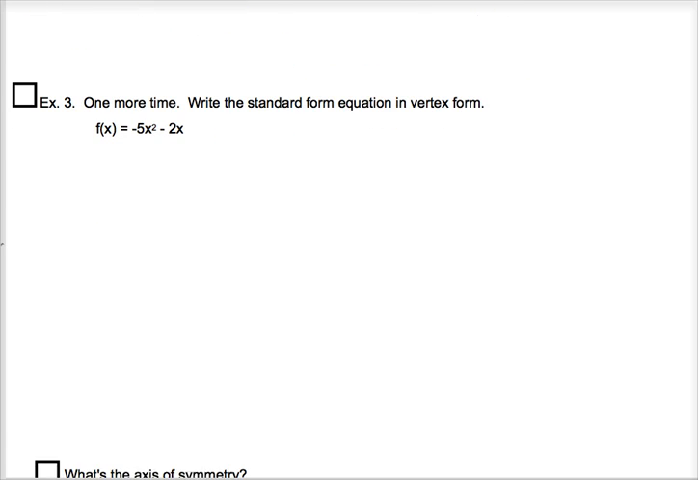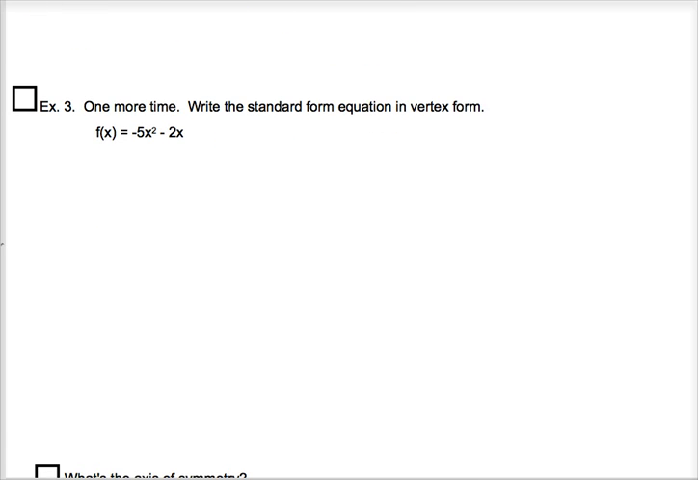Here's another one for practice. You could try this one on your own. Make sure you understand it. So I pause right here, give it a shot. Now I'll go through it. Here's my vertex form. I know a is negative 5.